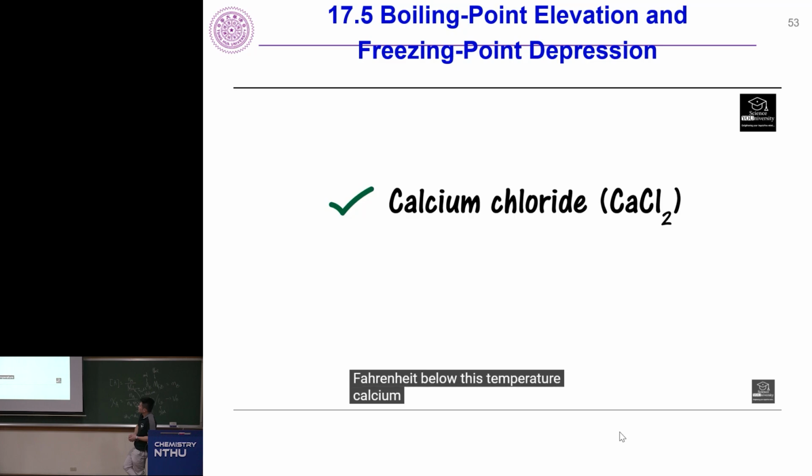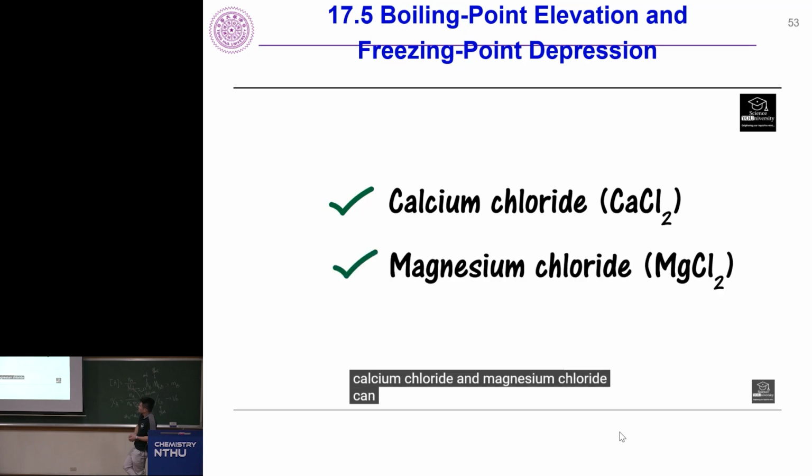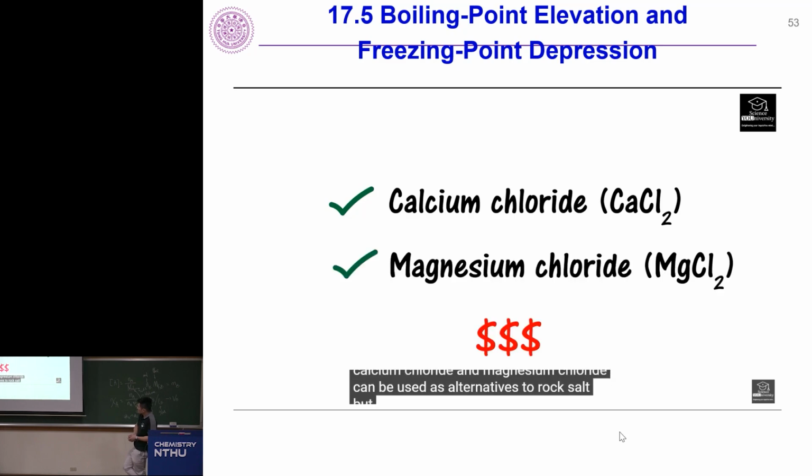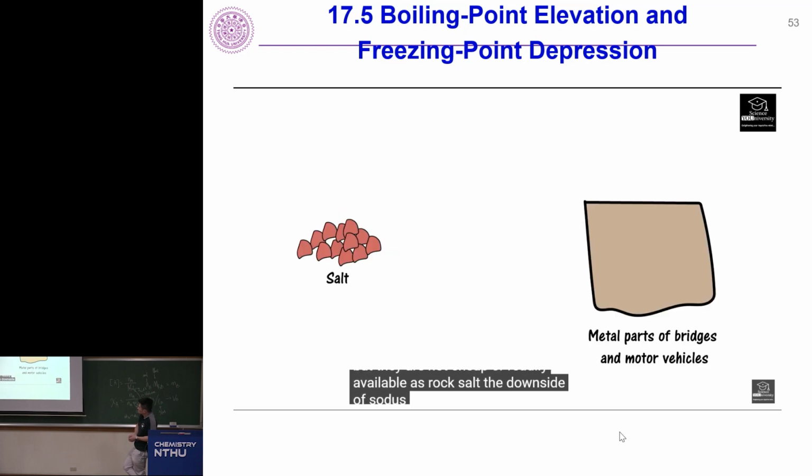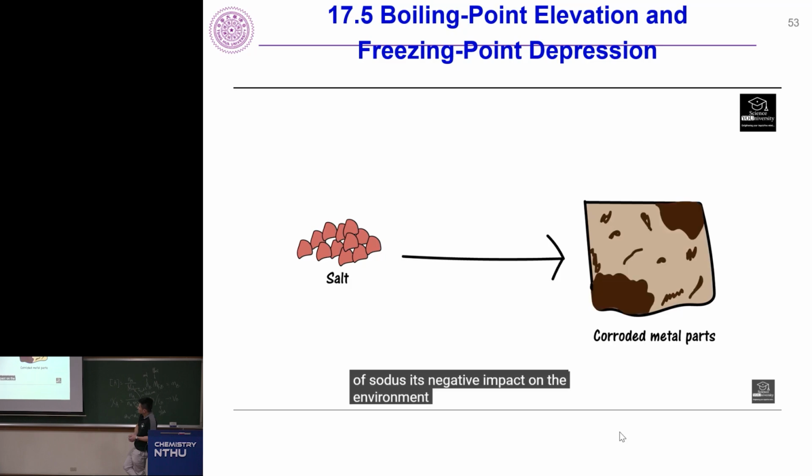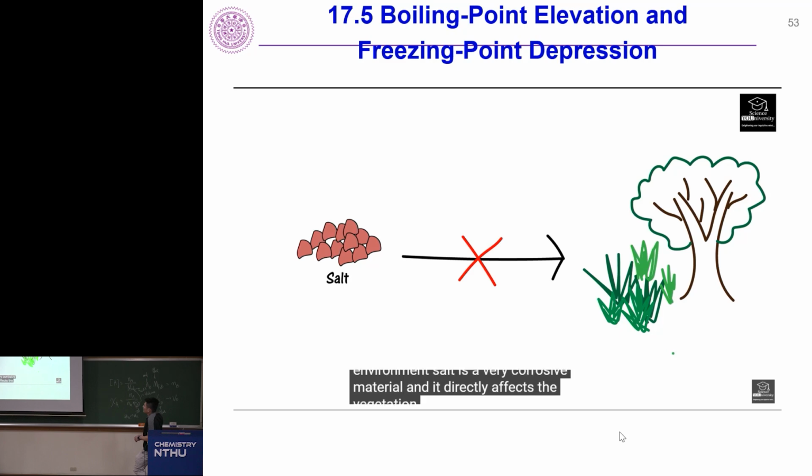Below this temperature, calcium chloride and magnesium chloride can be used as alternatives to rock salt, but they are not as cheap or readily available as rock salt. The downside of salt is its negative impact on the environment. Salt is a very corrosive material and it directly affects the vegetation.